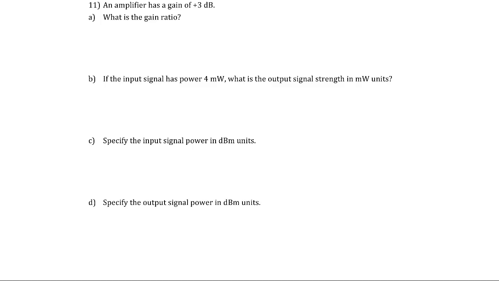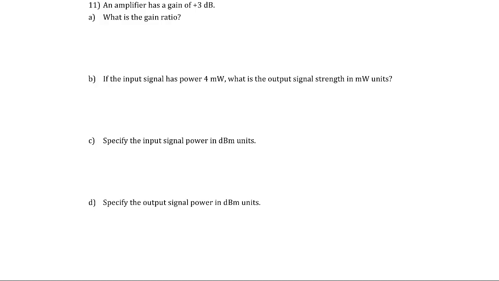Okay, in this video I'm going to do an example problem with an amplifier, and the amplifier gain is given as +3 decibels. We're looking for next the gain ratio, where we're after the gain as a ratio and not in decibel units. So we're going to convert the decibel units into linear units. And then we're going to take the input signal power as given and calculate the output signal power in milliwatts and specify the input signal in dBm units, okay, and the output power in dBm units.